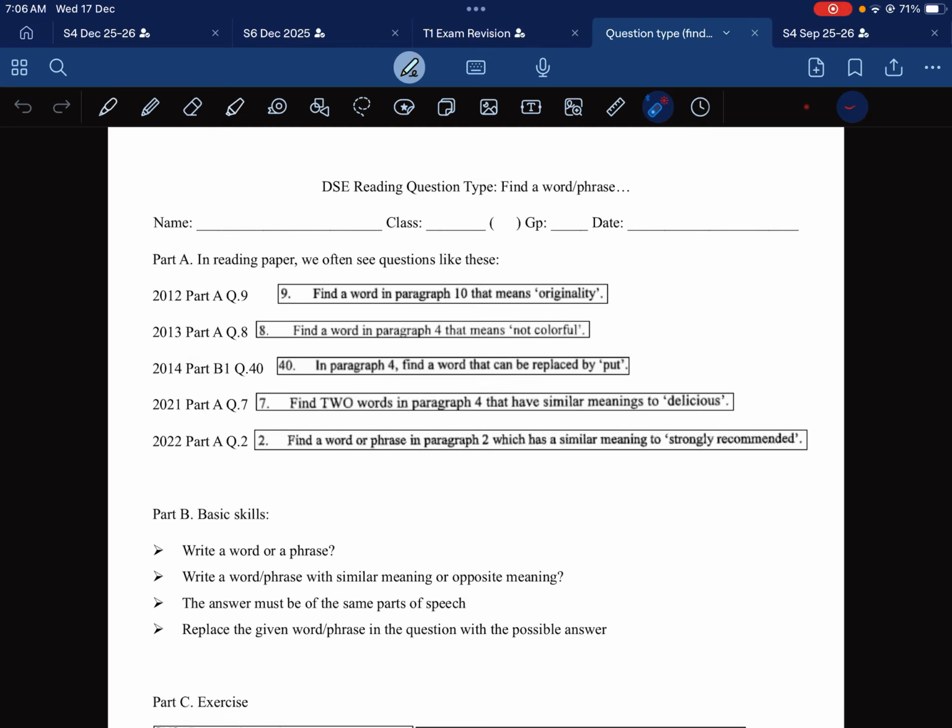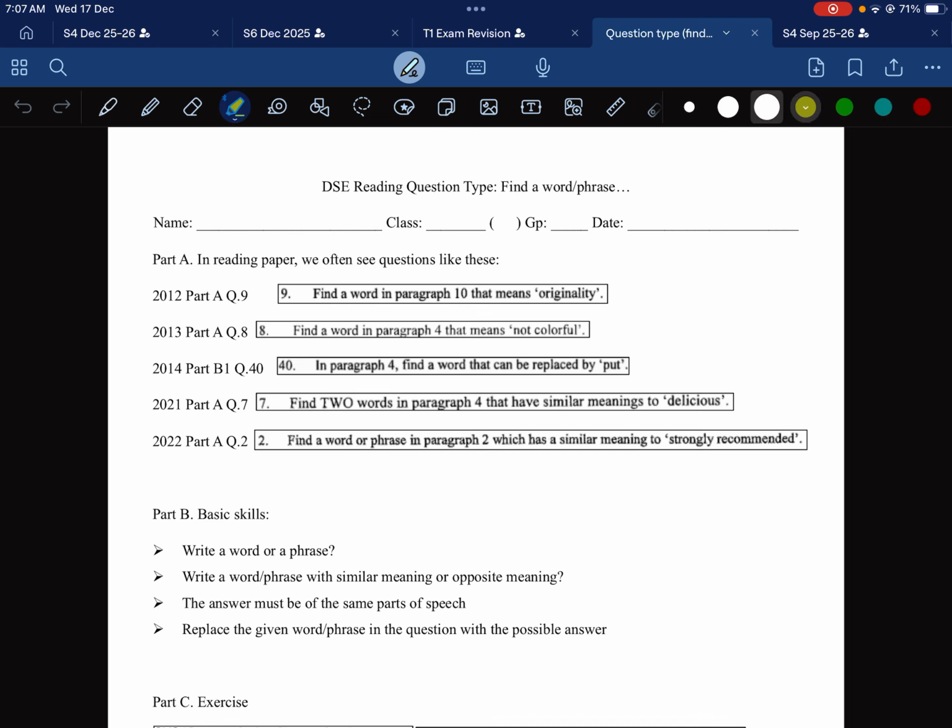Well, hello students, this is Mr. Tong. This is the revision for your reading question type. We're going to look at a very common question type, that is the find a word or find a phrase, okay? I selected some of the examples from previous DSE exams.